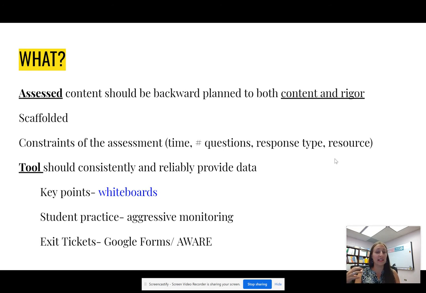So if I saw a lot of students aren't getting this, then I could explain and ask a few more similar questions. If I saw a lot of students were getting it, I didn't need to ask the next few questions I had planned. I could just move on. So it was really adaptable.